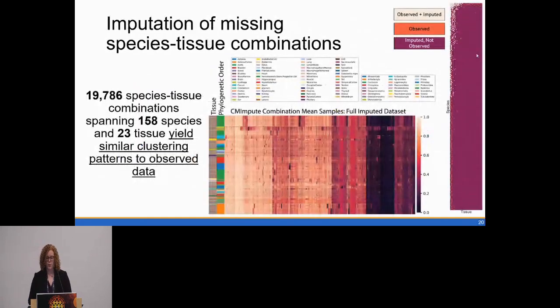Once we validated the performance, we used CM-impute to impute 19,786 new combination mean samples for species and tissue combinations that have not been previously profiled, shown in magenta on the grid on the right. These imputed samples fill in the remaining 96.4% of potential combinations. While we do not have observed data to compare to, we see that the imputed samples cluster by phylogenetic order and show similar stratified patterns between the higher and lower methylated probes to what was seen during cross-validation.